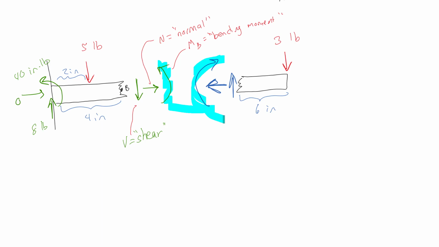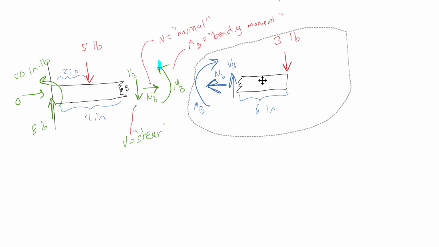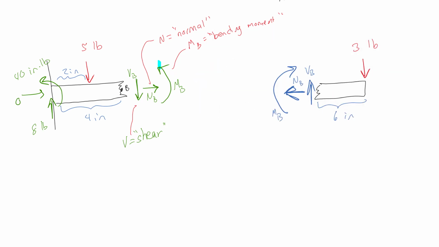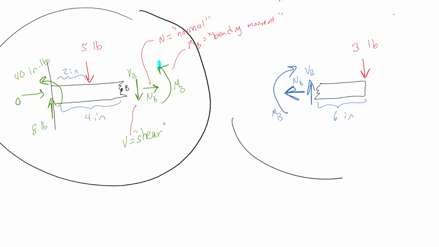Okay, so all that to say, what I could do is I would come in here and I would label this one. So this is the shear at B, this is the normal at B, and this is the bending moment at B. And similarly, this is also the bending moment at B, the normal at B, and the shear at B. So I could solve either half of this section. I could either solve this one over here, or I could solve this one over here.